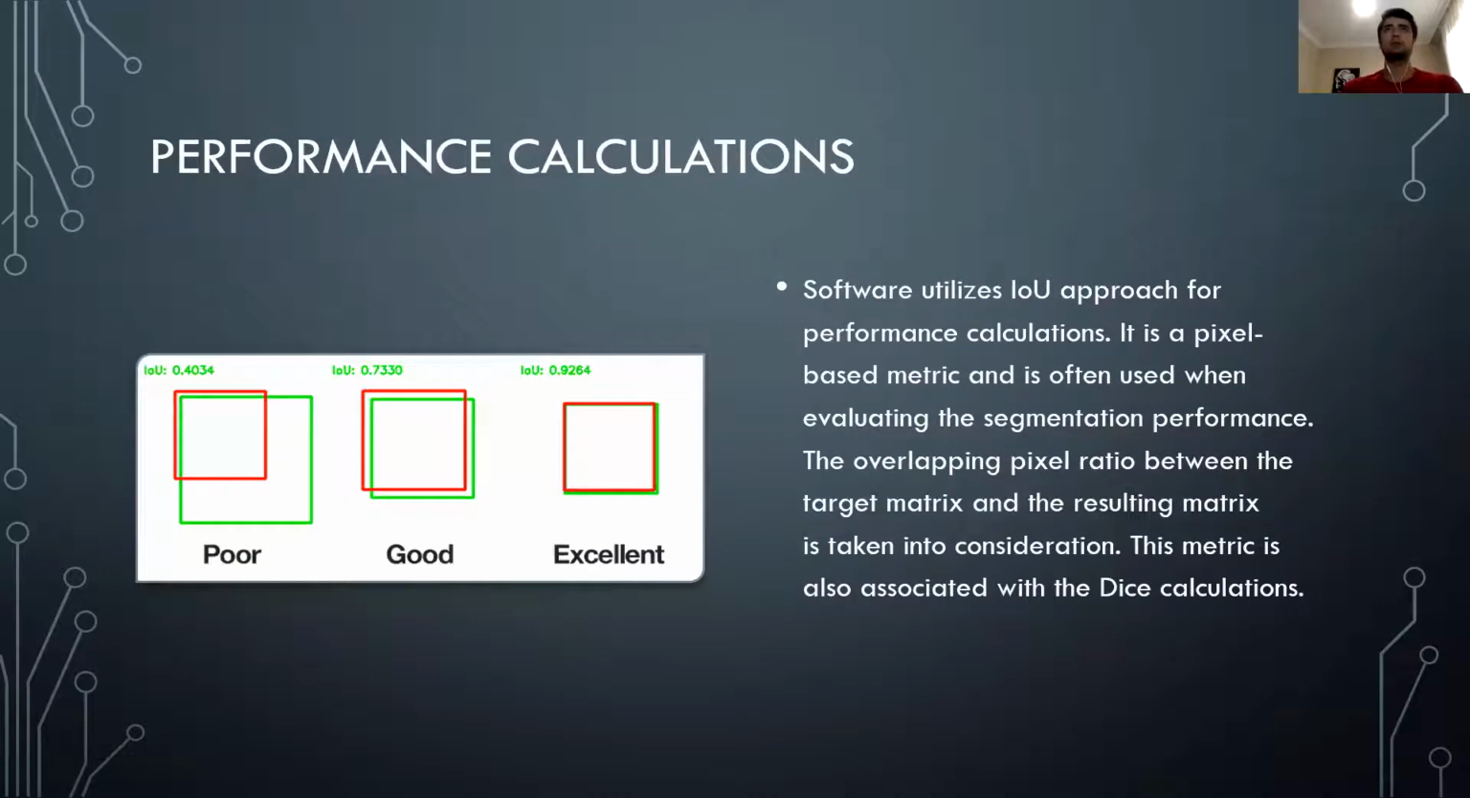For performance calculations, the software utilizes the IOU approach. IOU means intersection over union. It's a pixel-based metric and is often used when evaluating segmentation performance. The overlapping pixel ratio between the target matrix and the resulting matrix is taken into consideration. This metric is also associated with the DICE calculations.